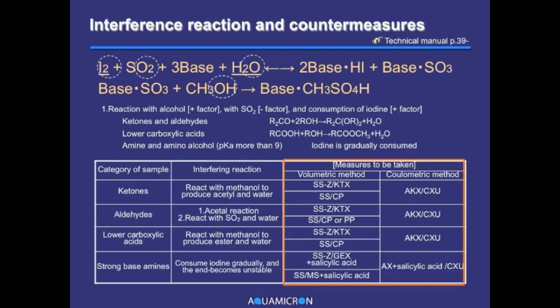The first category of interfering substances includes ketones, aldehydes, and amines, and amino alcohols with a pKa above 9. These substances react with methanol to form water or react with iodine, and as a result, they make the observed values higher than the actual ones.